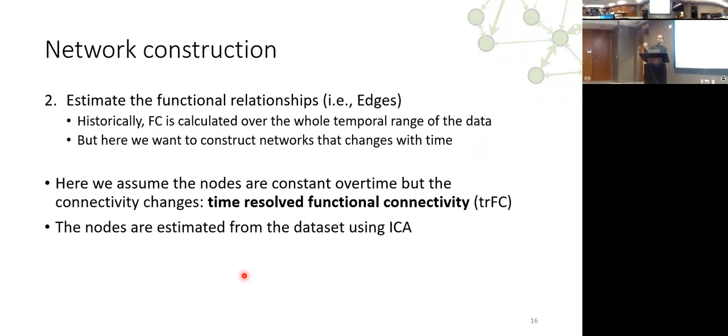So the nodes are constant, but I am trying to allow the edges to change with time. So one of the entities of the network is constant, which is the node. The other one, which are the edges, change with time.